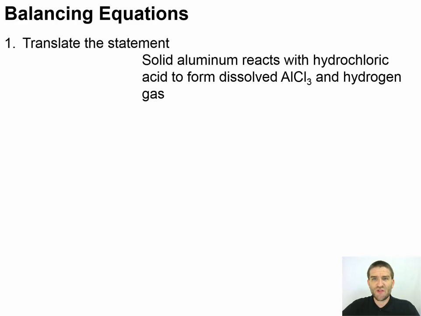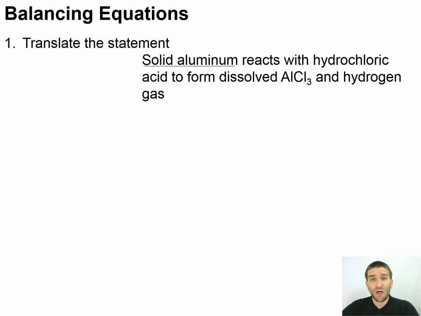So if we tell you solid aluminum reacts with hydrochloric acid to form dissolved AlCl3 and hydrogen gas, from that, we're going to need to be able to translate what all that means. Now, some of this has a bit of nomenclature, and depending on the sequence, you may not have had that nomenclature, but we'll talk through that right now. And of course, if we haven't covered it in class, you won't be responsible for it yet.